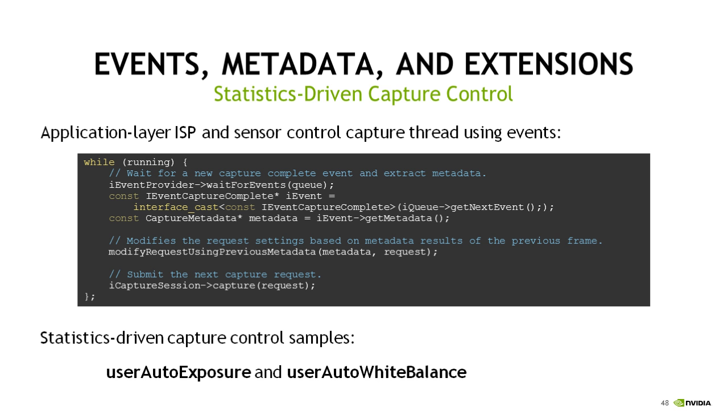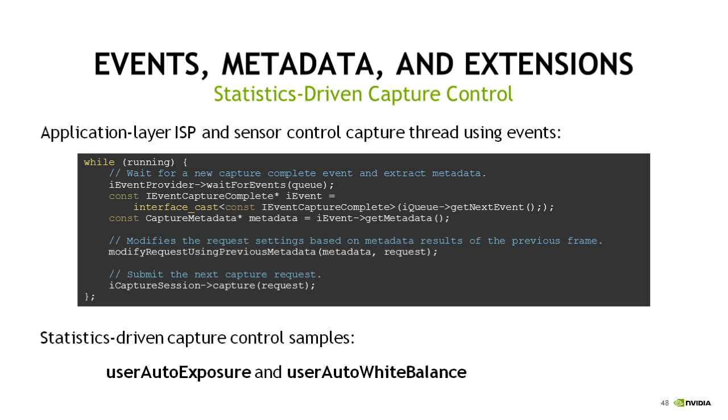The first few lines that acquire the capture complete event remain the same, but instead of simply printing out the metadata details, this metadata is provided to a function that is responsible for modifying the request settings based on the statistics reported by the metadata of the previous capture. These new request settings are then used to submit a new capture request.